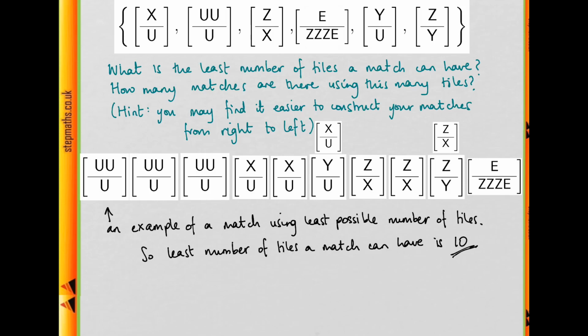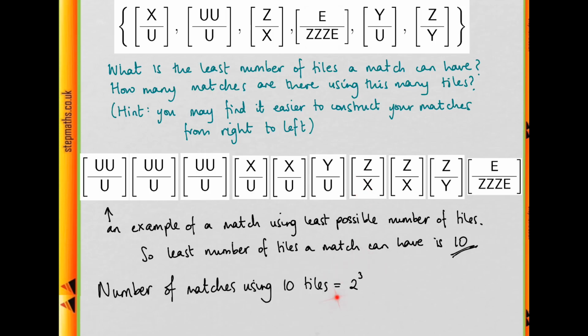So we see we have 3 cards here, and for each of these 3 cards, I could choose between 2 different tiles. So I have 2 choices for this tile, times 2 choices for this one, times 2 choices for this. And so that's 2 cubed different choices in total. So the number of matches using this least number of tiles is 2 to the 3, which is 8.